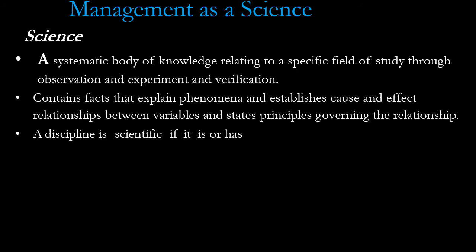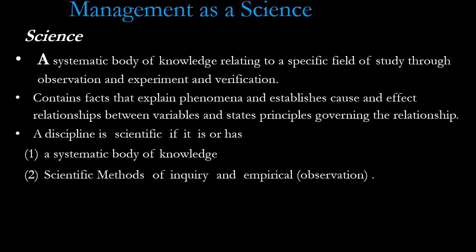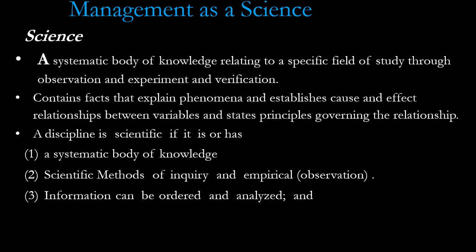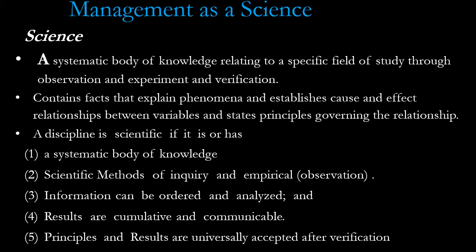The next question was, how is management a science? Is it an art, or how is it a profession? It's a question that needs quite a bit of focus. So, what are the necessary attributes of science? It's a systematic body of knowledge. Facts are verified by phenomena and they are established. There's an established cause and effect relation, and if a discipline is a science, then it is a systematic body of knowledge where scientific methods of inquiry and empirical observation exist, and information can be ordered and analyzed, and the results are cumulative and communicable, and most importantly verifiable, and hence universally accepted.